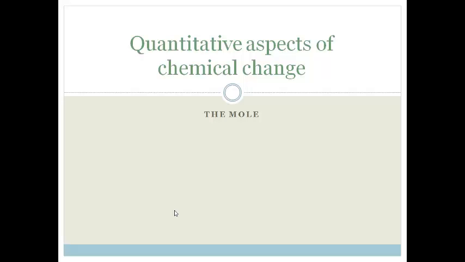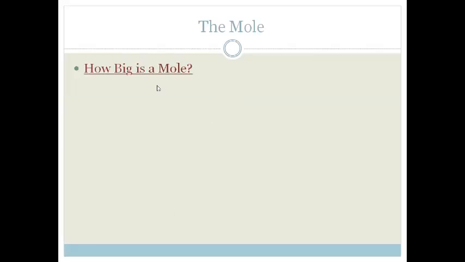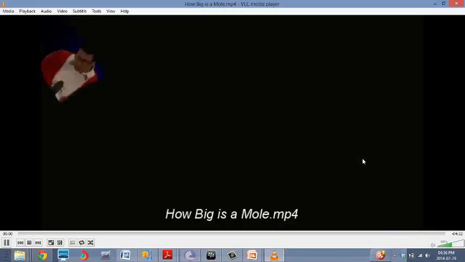Now, that sounds very complicated, but really all it is, if we break it down, is quantitative means numbers and numerical, and chemical change is your reaction. So what we're going to be looking at is how we can assign numbers and equations to what is happening in the chemical reactions in order to understand better what's going on. The first thing we need to understand is the mole. So let's have a little look at a video which explains what a mole is and how big it is.